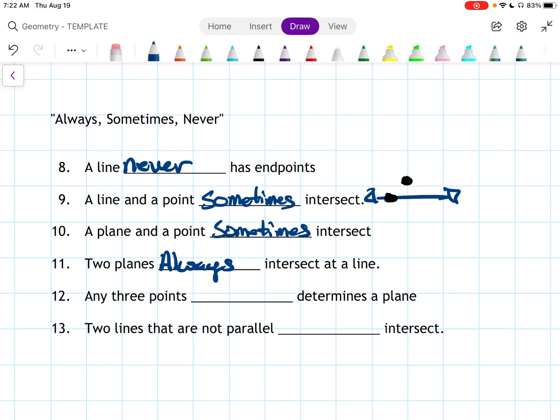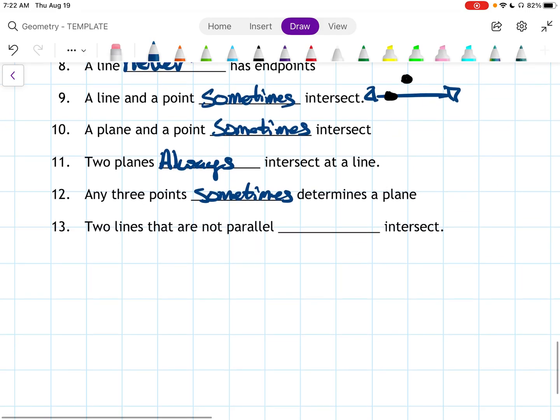Number 12, any 3 points blank determine a plane. We're going to say sometimes. Okay, and the reason for that is that if all 3 points are on the same line, then we can't do that. We can't label the plane. They have to be 3 non-collinear, right? 2 of them can be on a line, but the third one has to be not on that line. And then it says 2 lines that are not parallel, right?